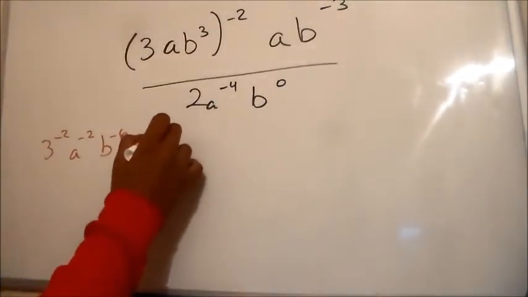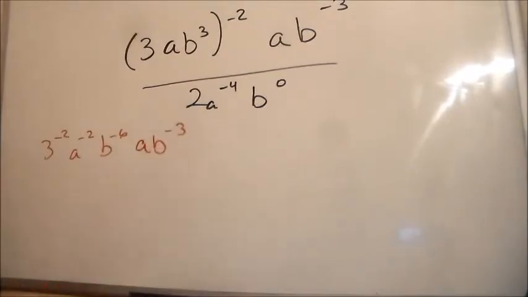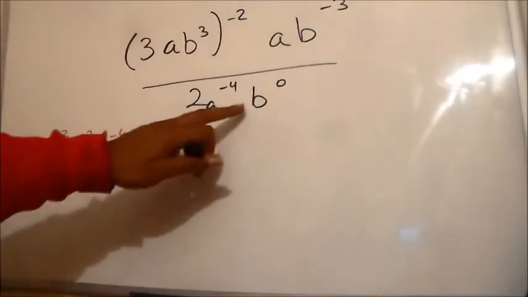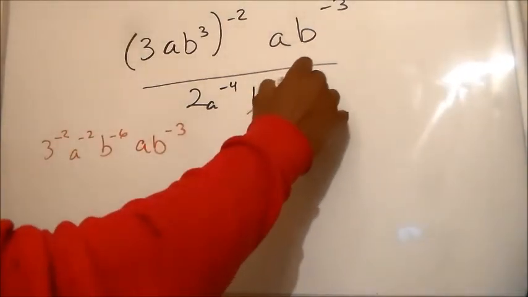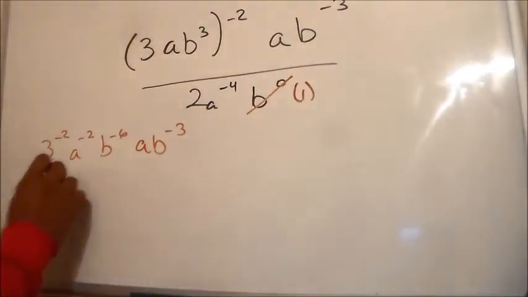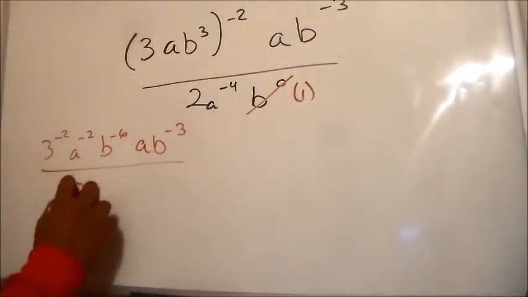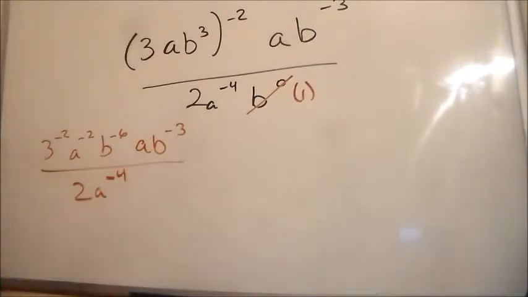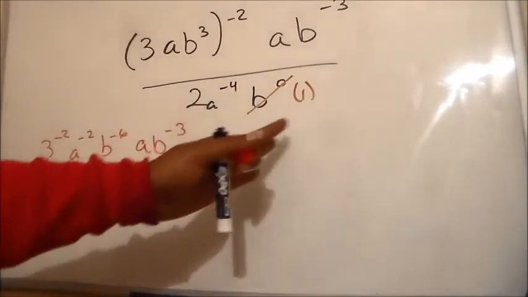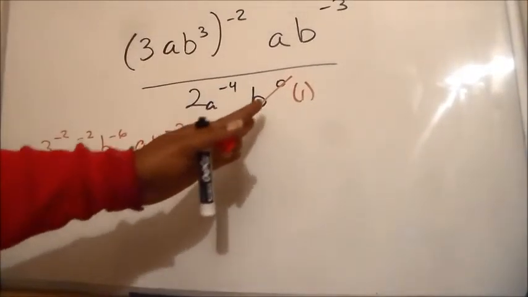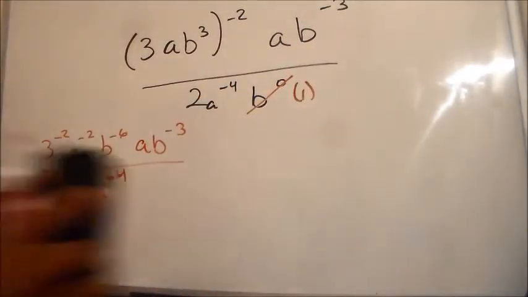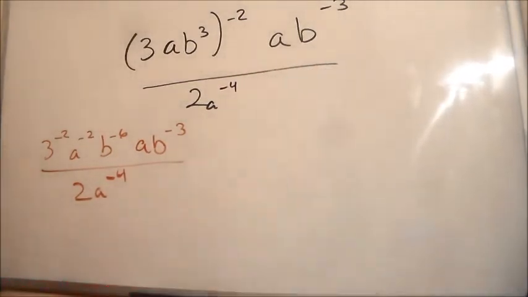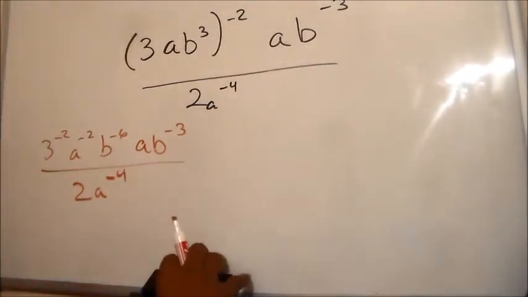So a b to the negative 3. Alright, and then on the bottom, remember, b raised to the 0 power is basically just saying 1. So all that is going to be 2a to the negative 4. That's all it's going to be because it's just multiplied by 1. So we scratch that out. That's no longer in the equation. We can take the b out because it's basically 1.